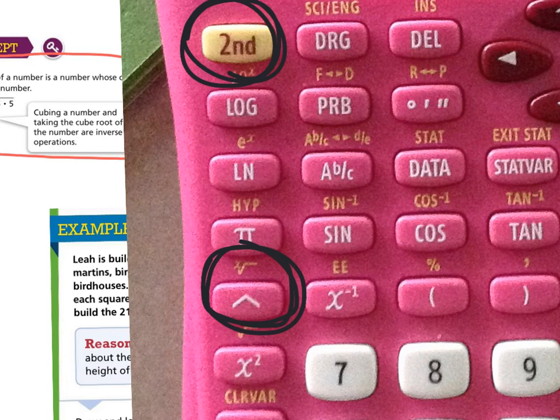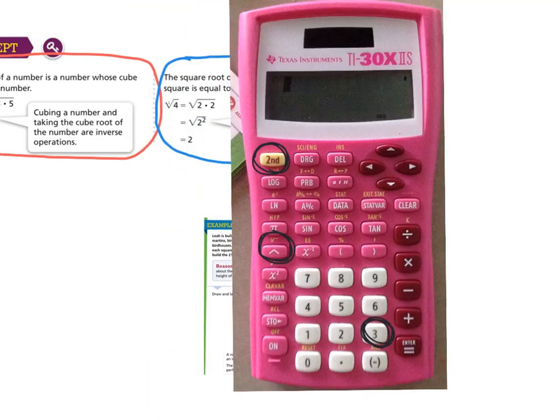So 3, and then second, and then this button here with the X and the radical, and then type in what you're going to do a cube root of, and then you can get that answer.